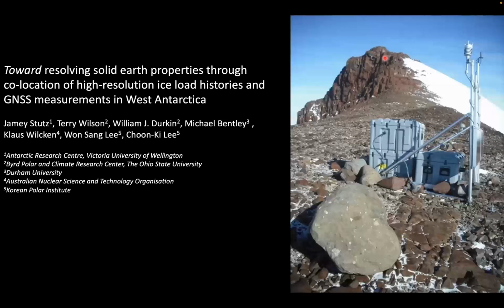And this is a situation that, as a glacial geologist, we always get really excited seeing. And really this juxtaposition kind of summarizes what we're trying to do, a co-location of these ice load histories, these thickening and thinning profiles, as well as the modern GPS measurements of the bedrock there.